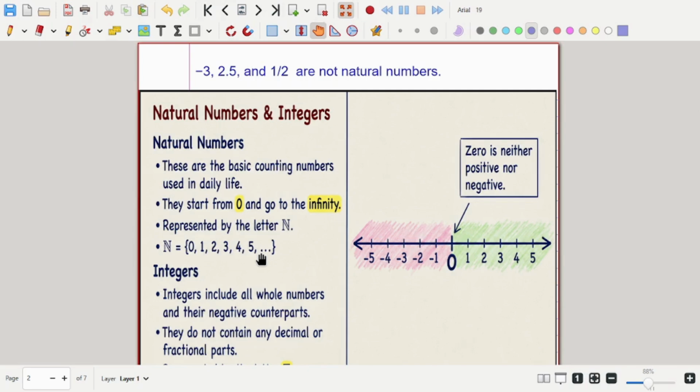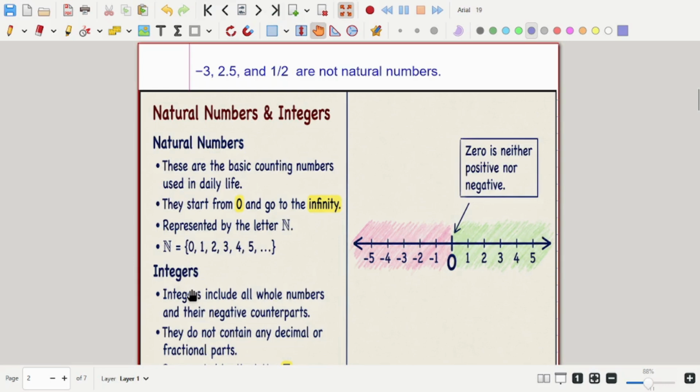In natural numbers, we do not include negative numbers. That means -1, -2, -3, till negative infinity are not natural numbers. Decimals like 2.5 and 1.5 are also not natural numbers.